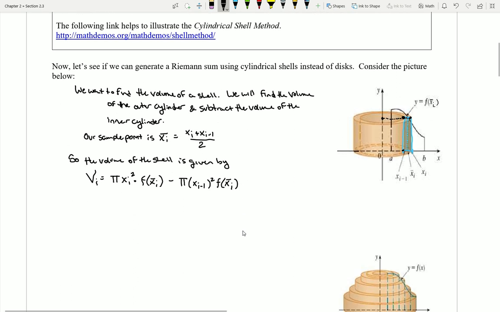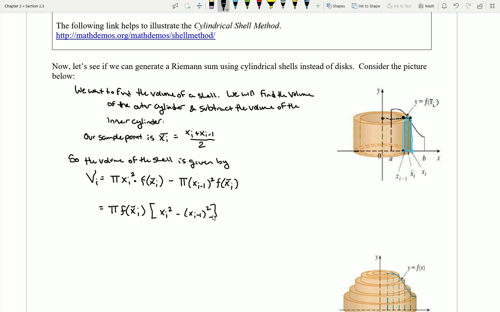So once I have this, and this represents the volume, I'm going to go ahead and attempt to clean it up a little bit to make it easier to work with. What I'm going to see here is that I have a pi and an f of xi bar that exist as common factors of each of these individual terms. And if I factor them out, I can think about what I'd be left with. I'd have an xi squared minus this xi minus 1 quantity squared.